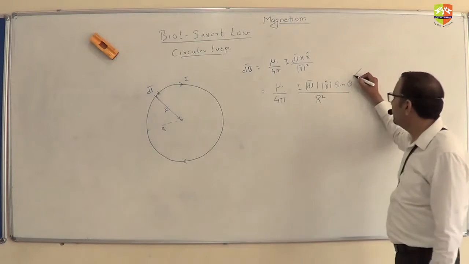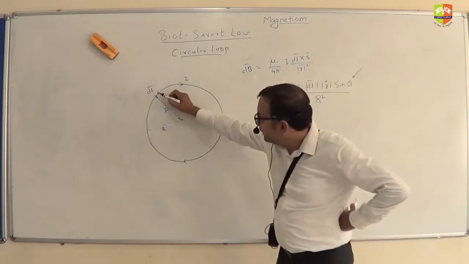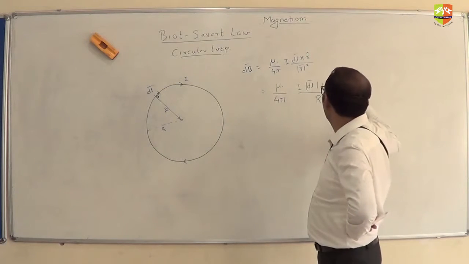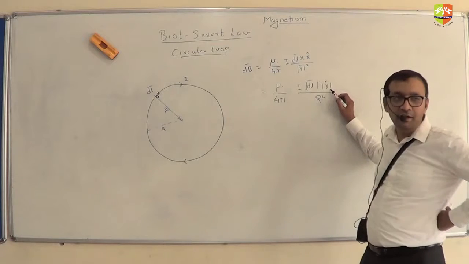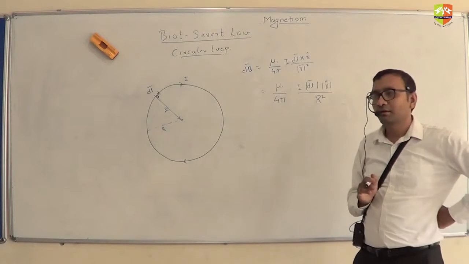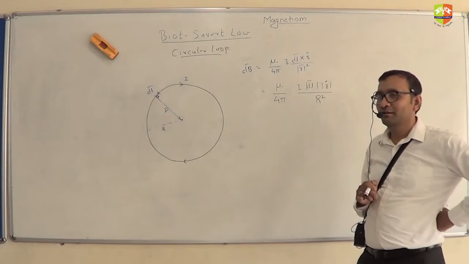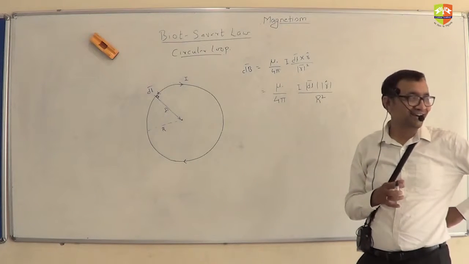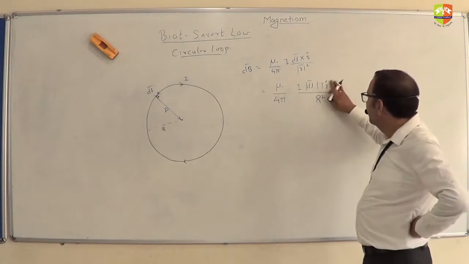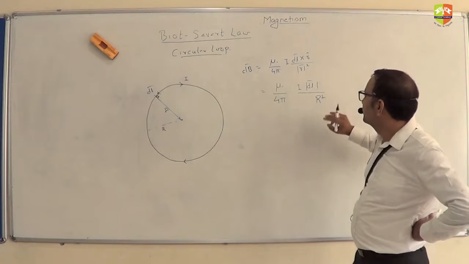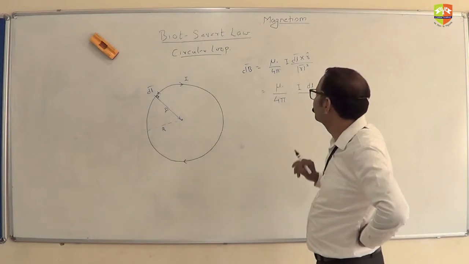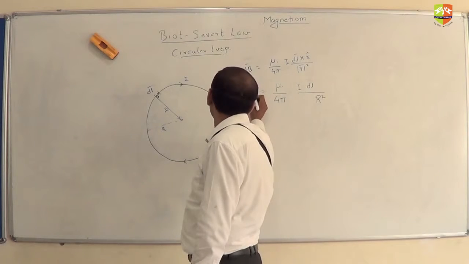Now what is the value of theta over here? It is 90. dl is tangential. The angle between dl and r is 90, so sine theta is 1. What is the magnitude of the r unit vector? 1. It is a unit vector. Unit vector magnitude is 1. So even this is gone. Magnitude of dl is just dl.